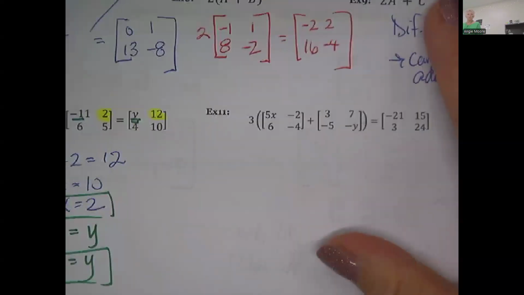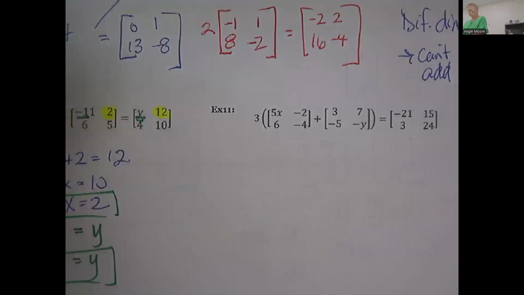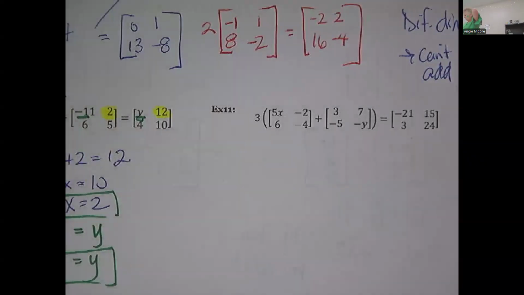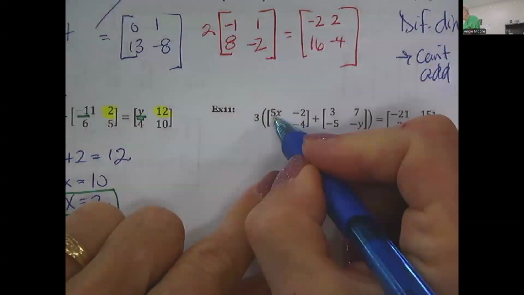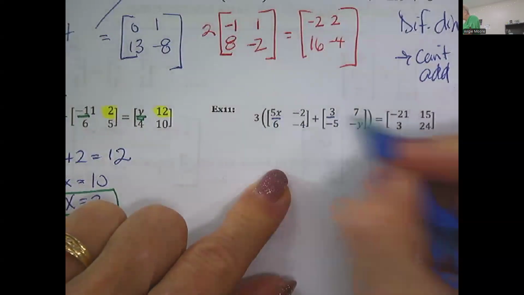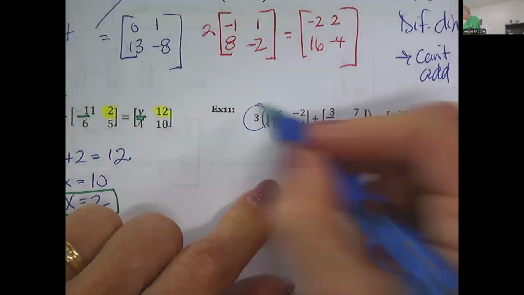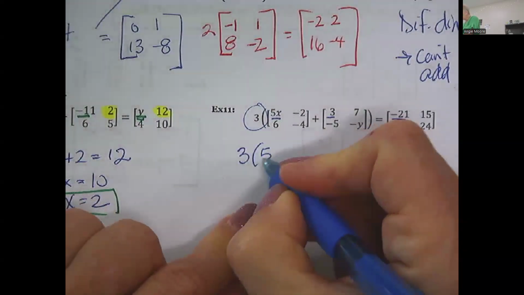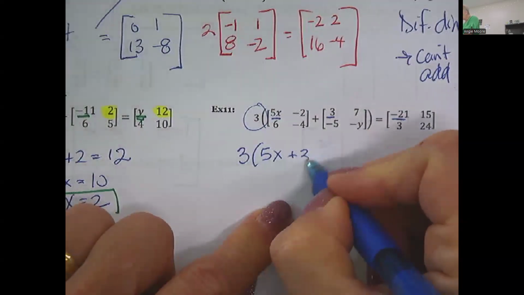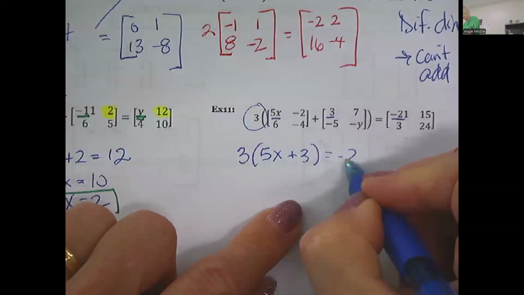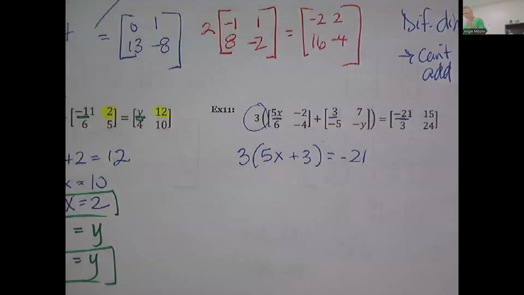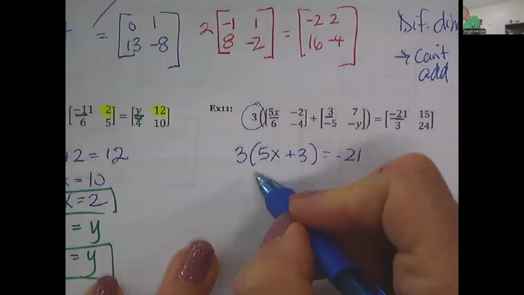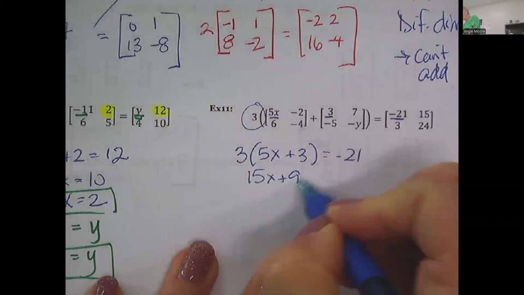Next problem, if you want to pause me and go try it, go for it. This one's a little different, and you could do it a couple ways. I am going to write out my equation for the x's, but noting I've got this 3 out here. So I'm really going to have 3 times (5x plus 3), and that should equal negative 21, if I do the math right. And so solve that one out super quickly. We have 15x plus 9.